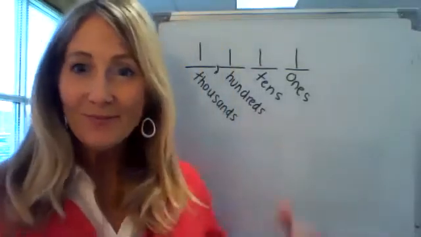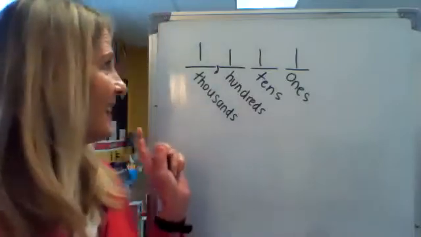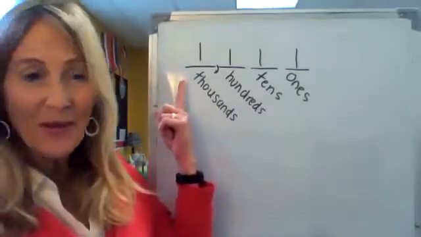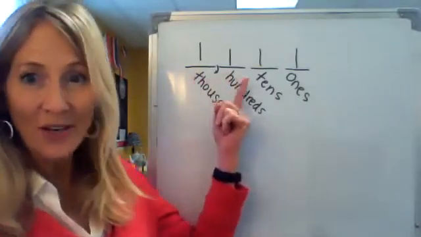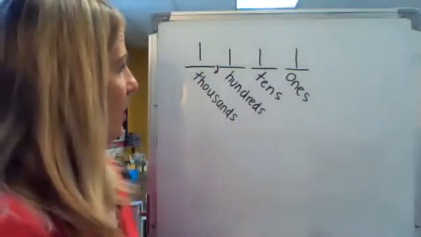Hey, fourth graders, you have used this place value chart so many times that this is absolutely no problem for you to read. You know that it's 1,111, even though it's kind of a funny looking number, isn't it? But you can read it, no problem.